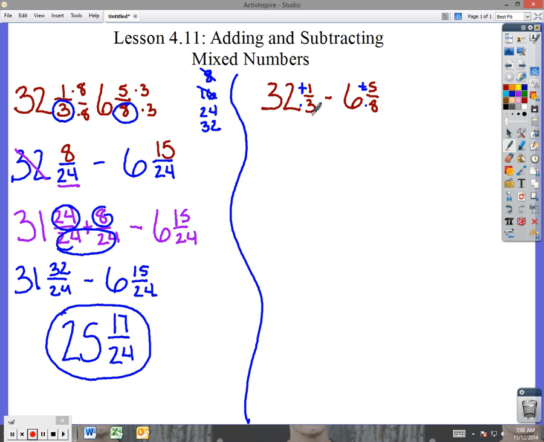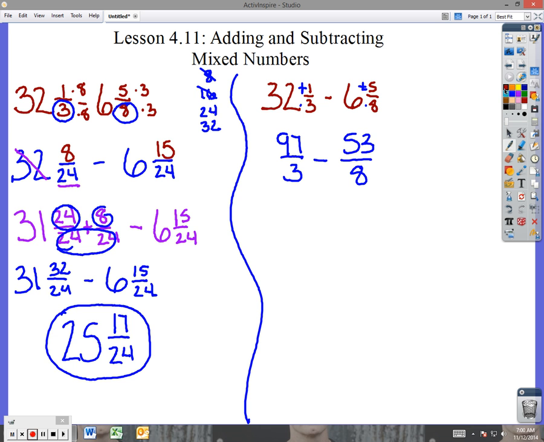32 times 3 is 96. 96 plus 1 gives me 97 thirds. Minus 8 times 6 is 48. 48 plus 5, I believe, gives me 53. And I have 53 eighths.